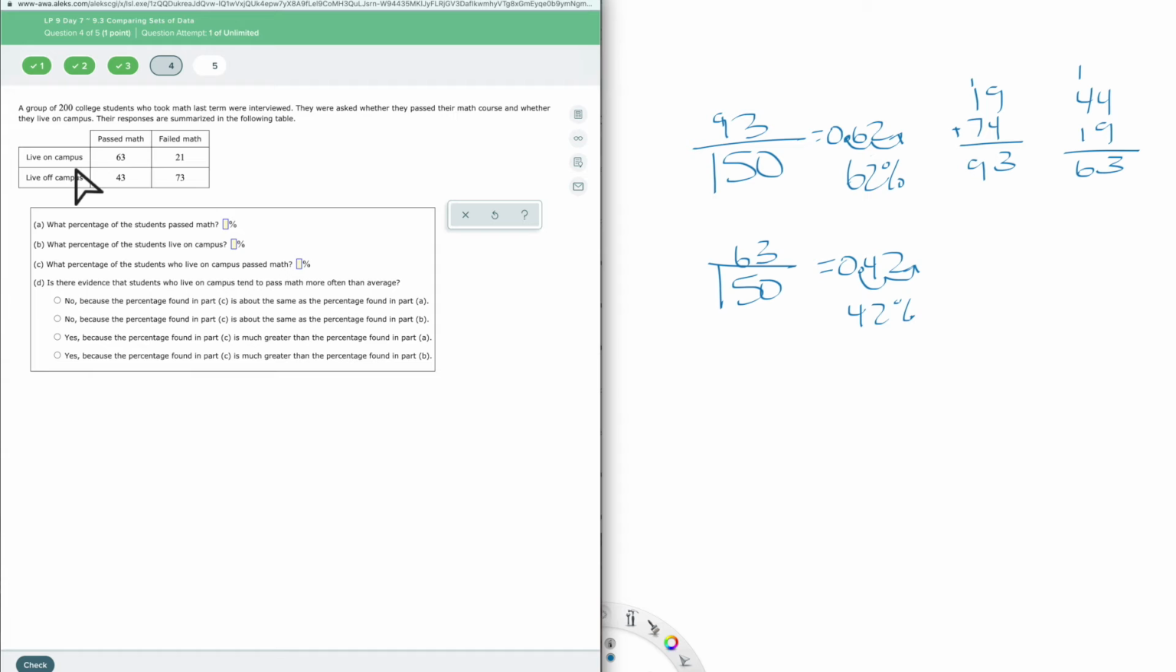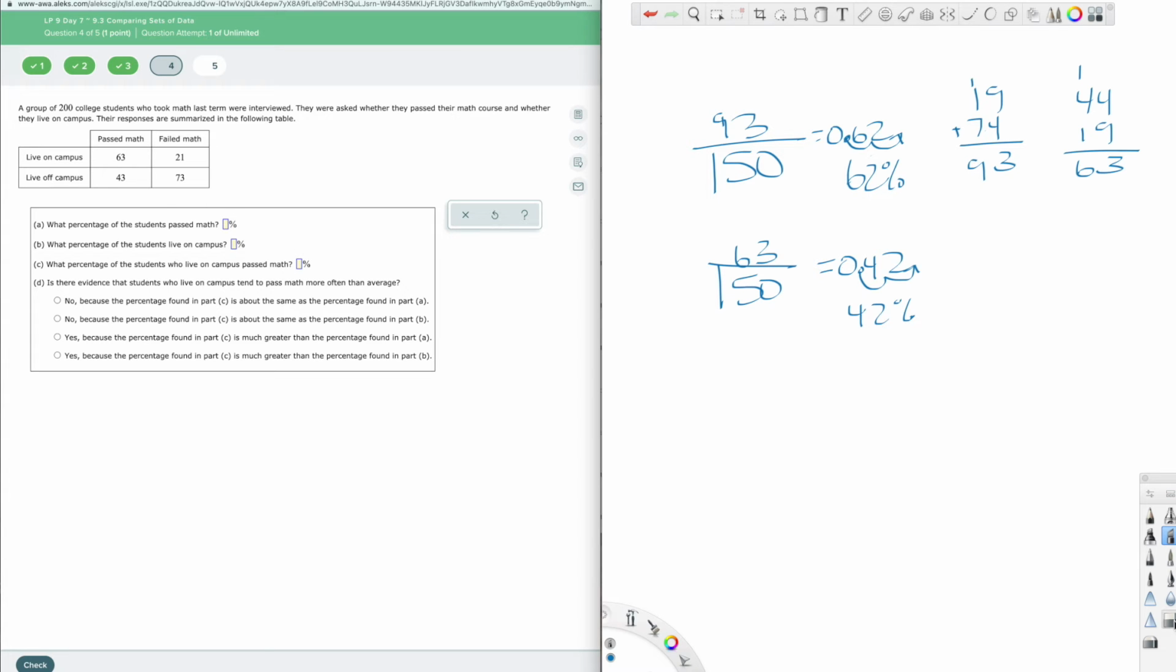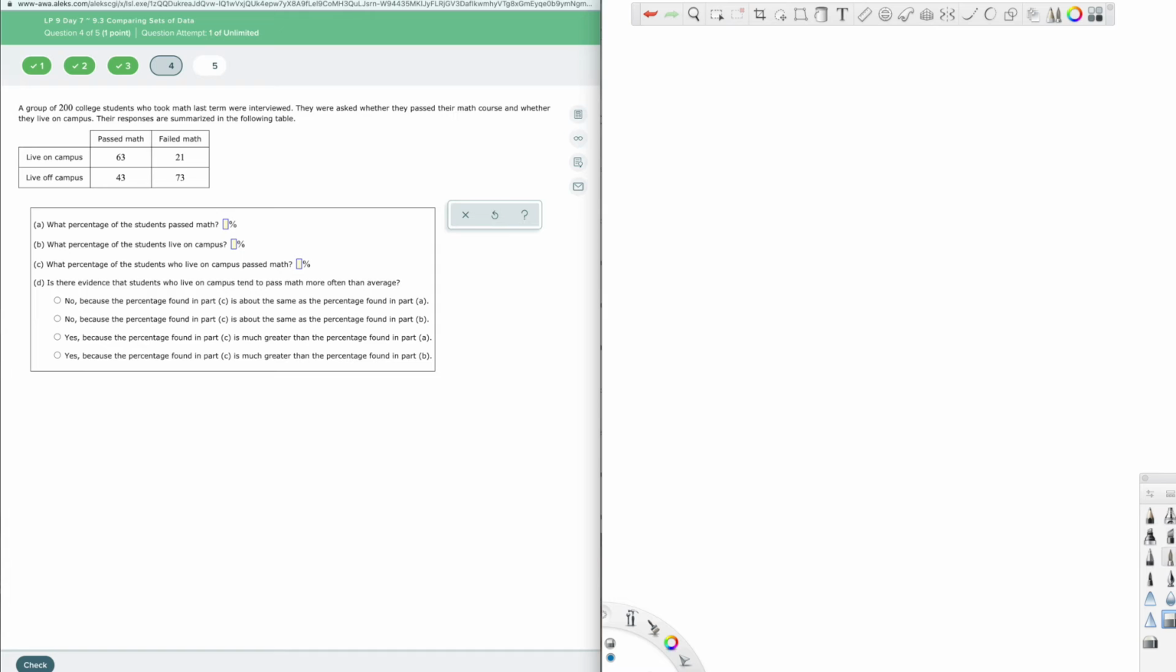So we have 2 categories, and we're kind of comparing these. So we're saying, if you lived on campus, was it more likely that you passed math or you failed math? In this case, it looks like it's more likely that they passed math if they lived on campus. If they lived off campus, is it more likely that they passed or failed? So it kind of looks like living off campus means that it was more likely to fail at the 73 over 43. So again, just kind of depends on what we're comparing there, but we're just looking at different pieces.